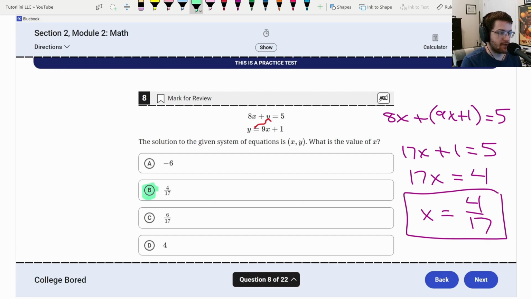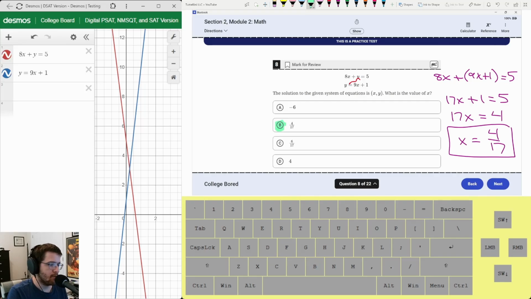We can also do this one on Desmos, so let's go do that. Okay, so I just typed in the equations verbatim. I'm going to see where they intersect, and we're looking for the x value. So that's 0.235. I don't know what that is, and that's probably some repeating decimal. So kind of stuck. However, we can use guess and check to figure it out.